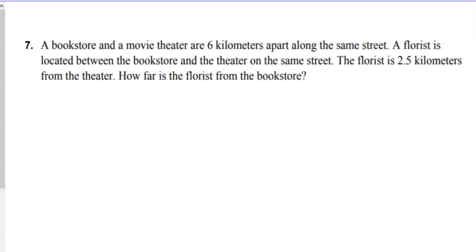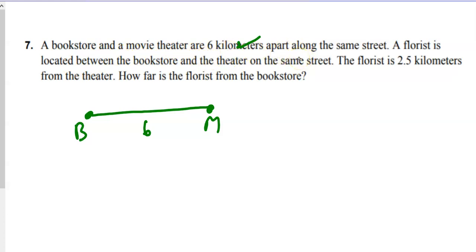So let's look at the first sentence. A bookstore and a movie theater are 6 kilometers apart along the same street. So I'm going to say, here's my bookstore. Here's the street. 6 kilometers away is my movie theater. So I'm going to put M for movies. So I just did the first sentence. Now I'm going to read the second one. A florist is located between the bookstore and the theater on the same street.